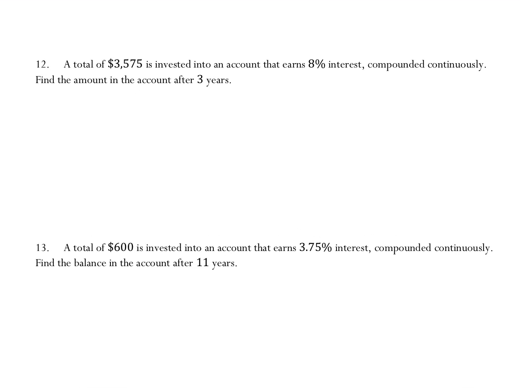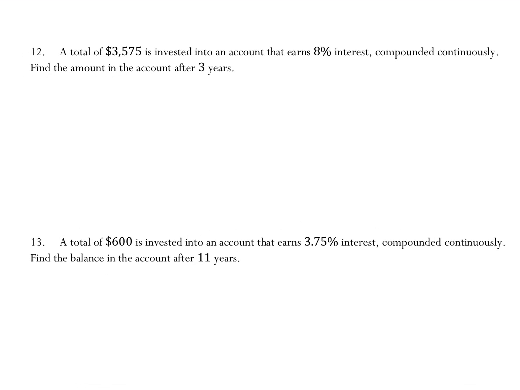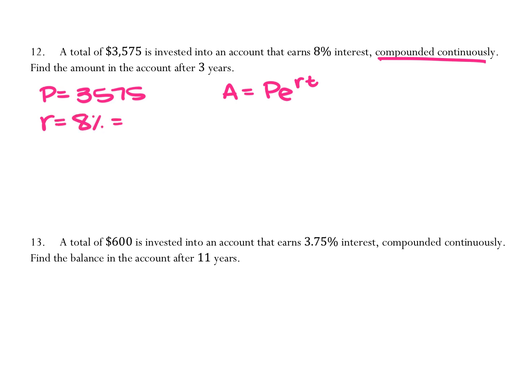For number 12, you have a total of $3,575 that's invested into an account that earns 8% interest compounded continuously. Compounded continuously, that's important. Find the amount in the account after 3 years. So compounded continuously means that you're going to use that A is equal to P times E to the power of R times T. Your principal, the amount that you invest, is $3,575. The rate is 8%, which means that's 0.08. And then your time is 3 years.